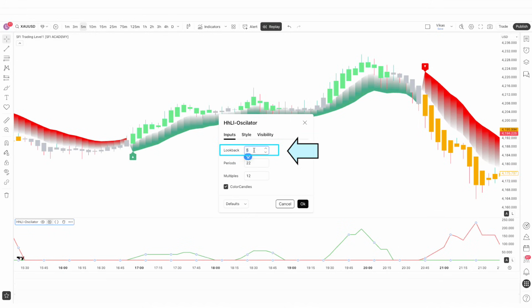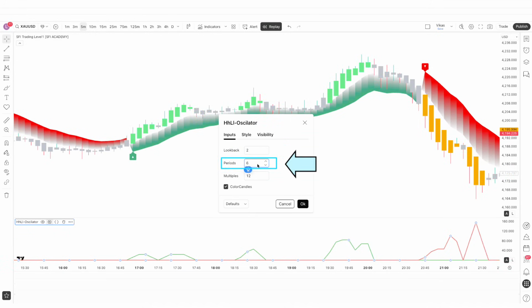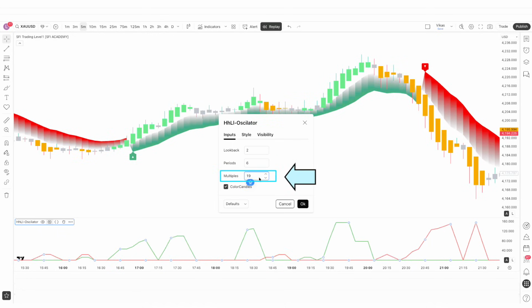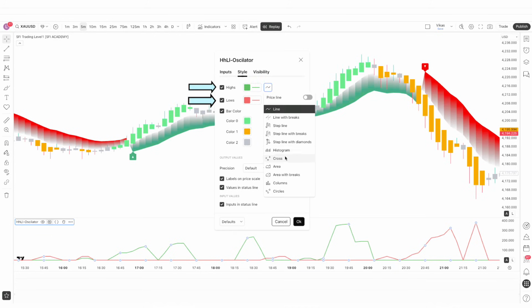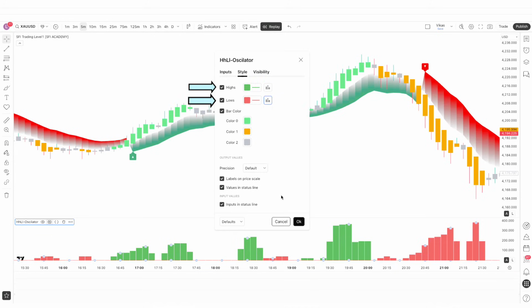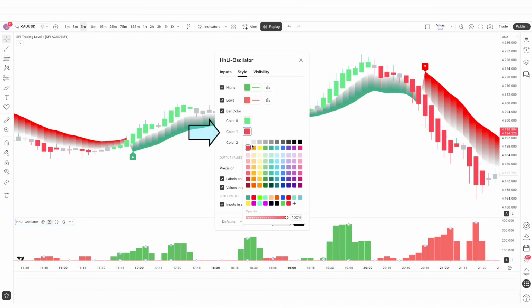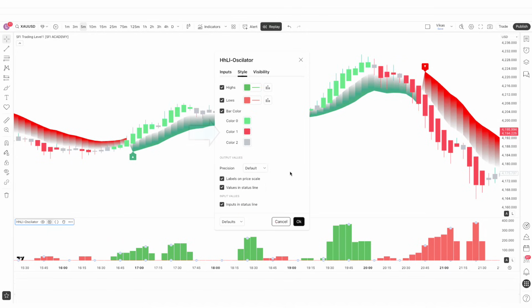Change the Look Back option from 5 to 2, then change the Periods option from 22 to 6, and change the Multiples option from 12 to 19. Then change the Highs and Lows option from Line to Columns, and change the Color 1 option from Orange to Red. Everything else is fine after that.